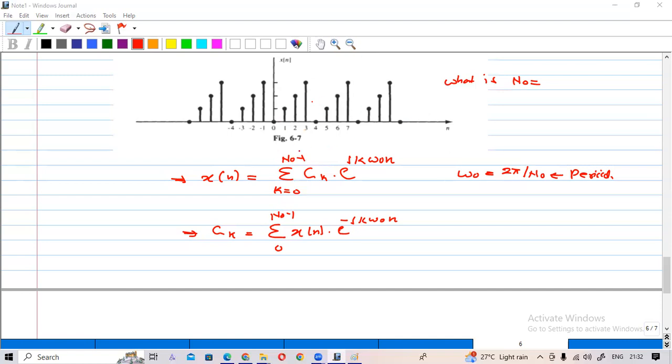So can you find what is N naught? Tell me what is N naught. I told you how to find N naught. It is very easy. You need to select any two consecutive repeated points, then you have to calculate the number of samples.